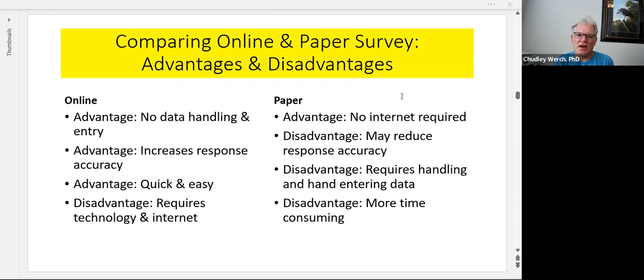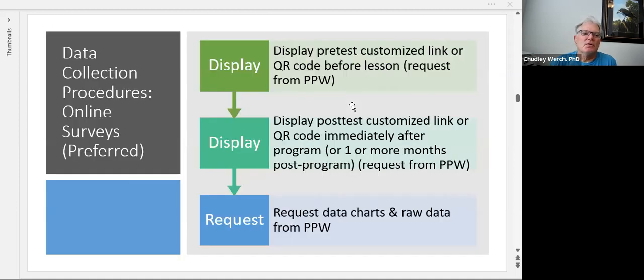The downside to the online survey versus the paper survey is it does require some kind of device and Wi-Fi. So, as we've found throughout the country and abroad, the online survey is more likely to be used in settings where the youth have access to a Chromebook or a laptop or a cell phone, and you could show them the link or the QR code. They could click on it, enter their pre-test, you present your lesson, you show them the post-test link or QR code, and they can complete that. So there are some real advantages to the online versus the paper survey. If you're collecting your data using the online survey, it's very simple.